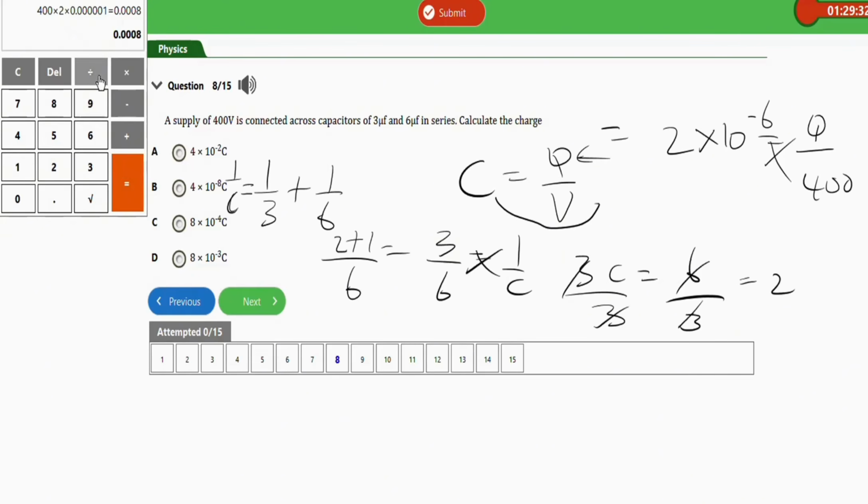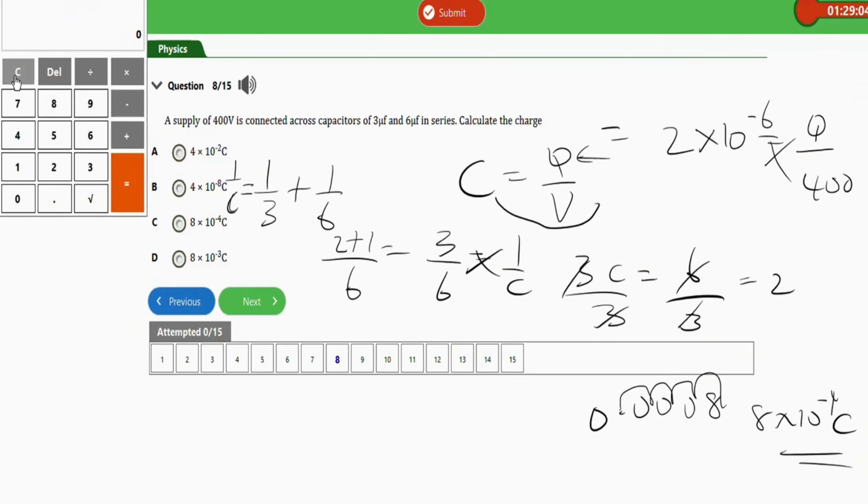So another way you can express this in standard form, let me show you so that we are on the same page. We have 0.0008. So when you move 1, 2, 3, 4, it will give you 8 times 10 to the power negative 4 for the charge. That will be the answer. The right option is option C. Okay, so that's it for this question. Let's wipe this and solve the next repeated question.